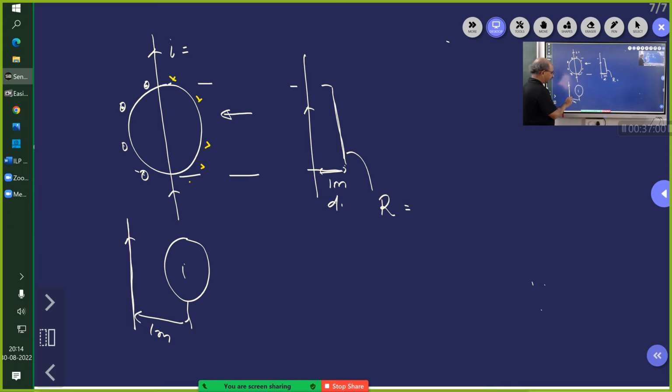In this case, you see the magnetic field on the right side is out of the board, but on this side it is into the board. So you have magnetic field entering the loop and coming out of the loop. Correct now? Therefore, there will be an induced EMF in this.